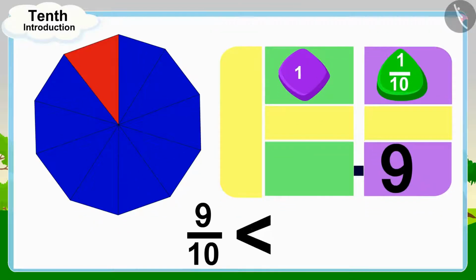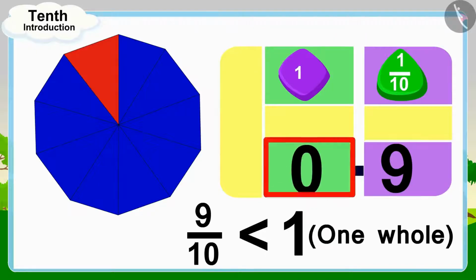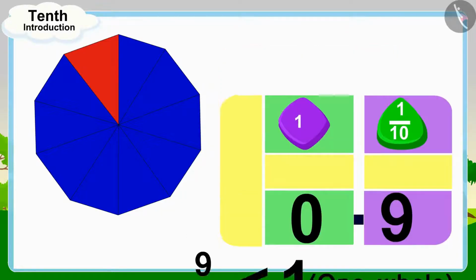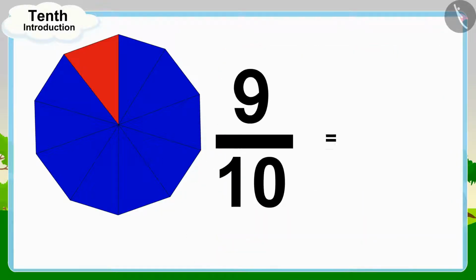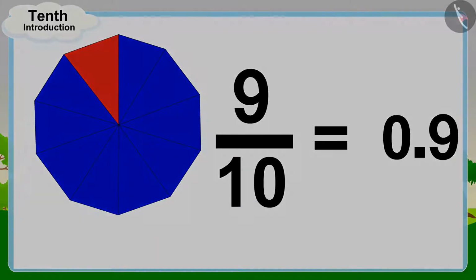9/10th is less than one whole, we will write 0 in the units place before the decimal point. In this way, Golu has filled blue color in 9/10th or 0.9 parts of the flower.